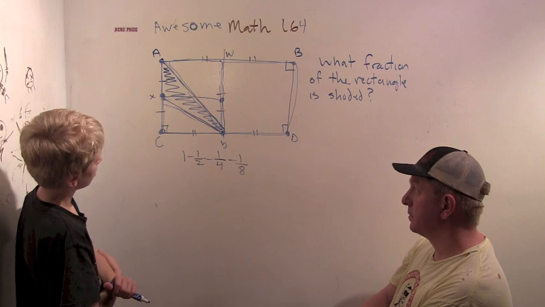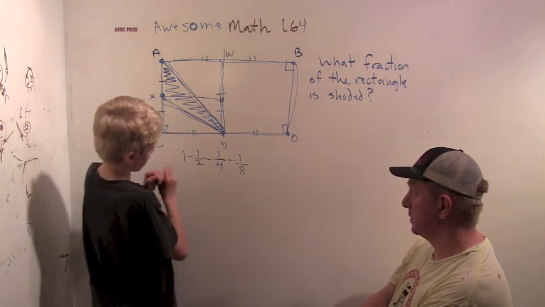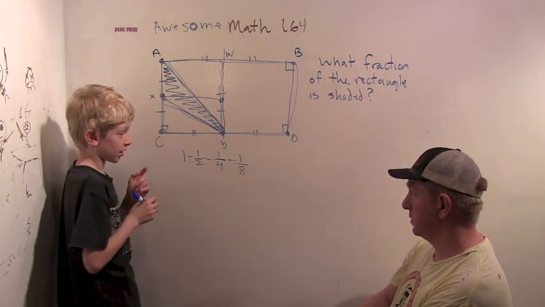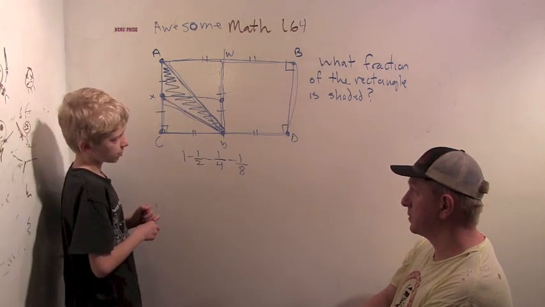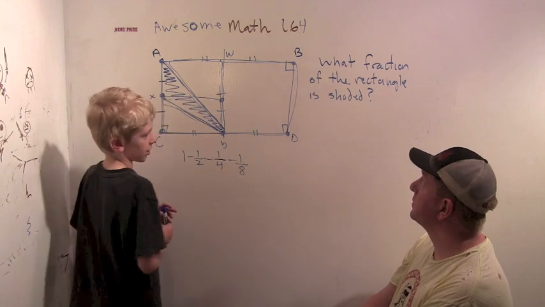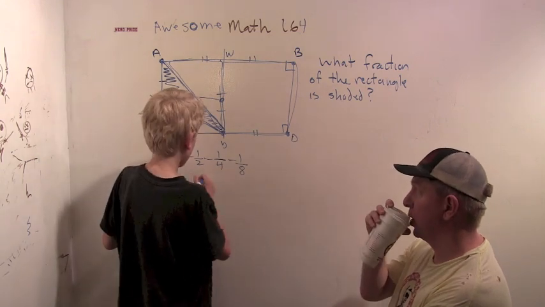So then we have 1 minus 1/2 minus 1/4 minus 1/8. And we left out this section because that's the section we want to find.